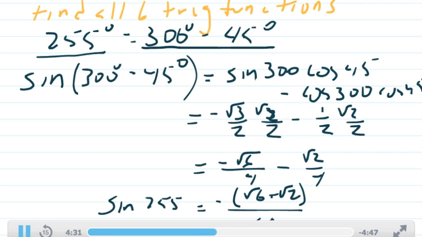And then if that's the sine of 255, then the cosecant of 255 is just the reciprocal, 4 over minus square root of 6 plus square root of 2. Okay? In an AP class, AP test, you might need to rationalize that denominator by multiplying the numerator and denominator by square root of 6 minus square root of 2, but for our purposes, just showing the reciprocal like that is fine.